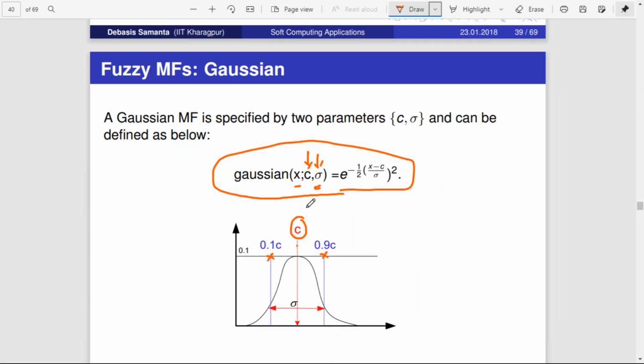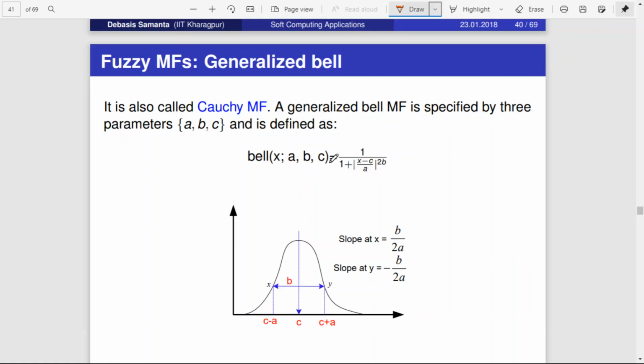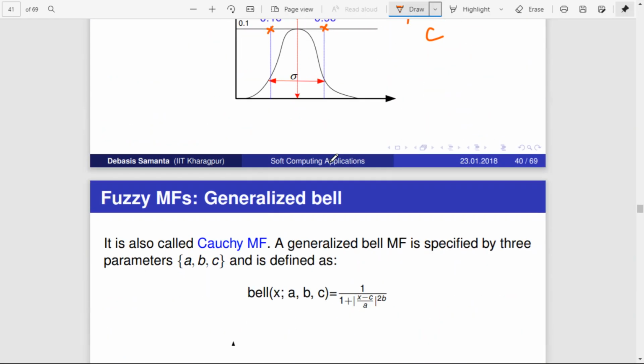The Gaussian membership function is something like this. The center point is c. With this center point you multiply 0.1, that is 0.1c, and 0.9c, so you get two points. The distance between these 2 points is nothing but sigma, and this is given by this equation. You should remember this. As this Gaussian function is important, we'll be discussing it in more detail.